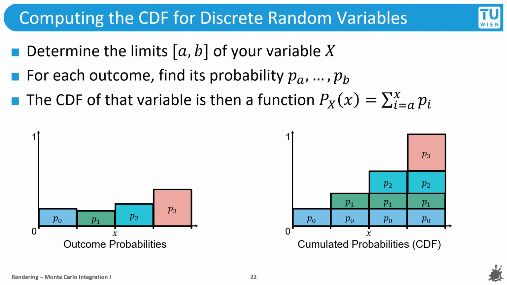For discrete random variables, computing the output of the CDF is quite straightforward. If we have a discrete random variable x with a given limit and associated probabilities for every event in that limit, then we can easily compute the cumulative probability of a given value x by simply summing up all the probabilities of values smaller or equal to x.